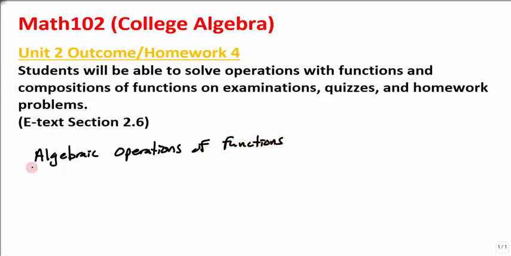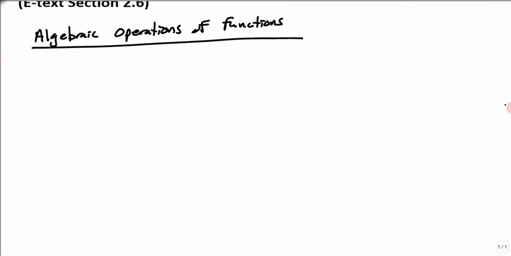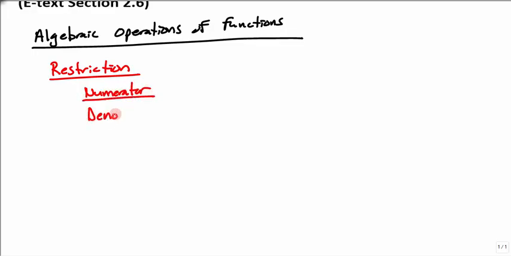So first of all, let's go ahead and look at the rules, and when we're talking about the rules, we'll also talk about domain restrictions. So the first restriction that we need to keep in mind when we're working with functions is the denominator can never equal 0. Remember, the numerator is the top number of our fraction, and the denominator is the bottom number.